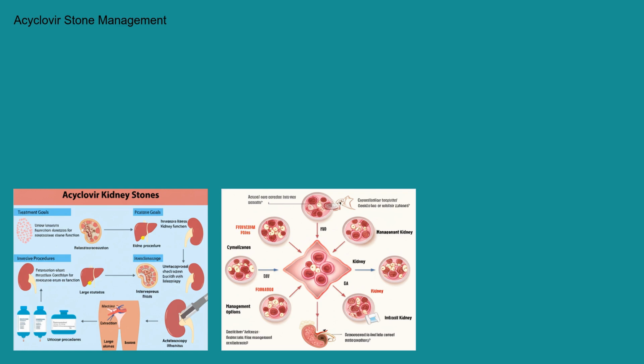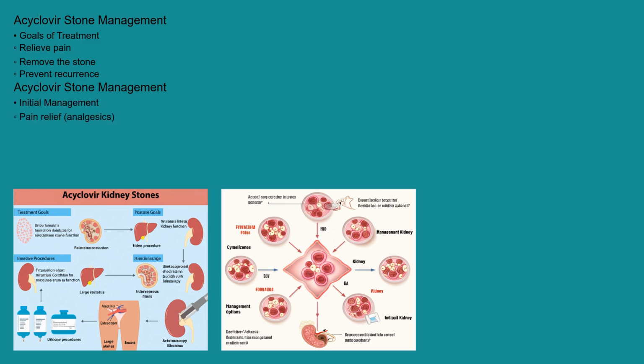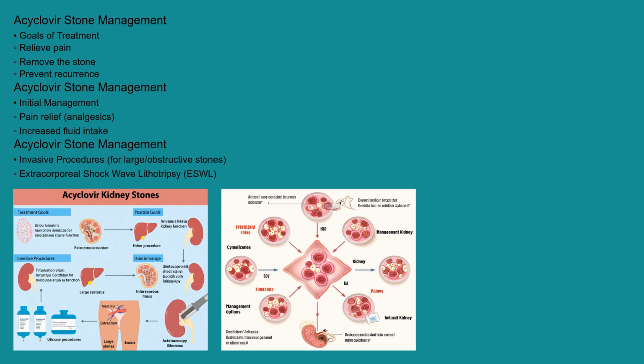Treatment and management of Acyclovir stones focus on relieving pain, removing the stone, and preventing recurrence. Initial management often involves pain relief with analgesics and increasing fluid intake to promote stone passage. If the stone is large or causing significant obstruction, more invasive procedures may be necessary. These can include extracorporeal shockwave lithotripsy, ureteroscopy with stone extraction, or rarely, percutaneous nephrolithotomy. It's also essential to adjust or discontinue Acyclovir dosage under medical supervision, if deemed necessary.